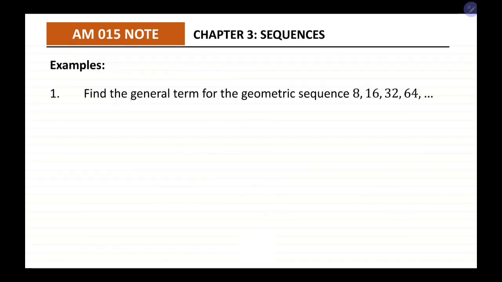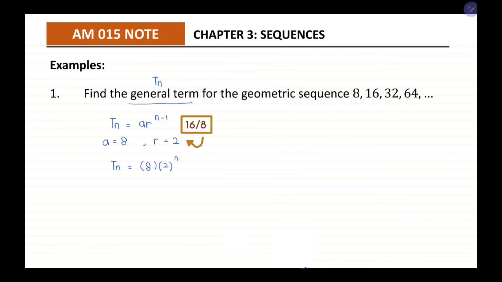Find the general term for the geometric sequence 8, 16, 32 and 64. General term means we want to find Tn. Okay, to find Tn, we know this is a geometric sequence, so our formula is Tn equals ar to the power of n minus 1. Then we check from the sequence. Our a is 8 and r is 16 divided by 8, we get 2. Then we substitute into the formula: a is 8 and r is 2, to the power of n minus 1.